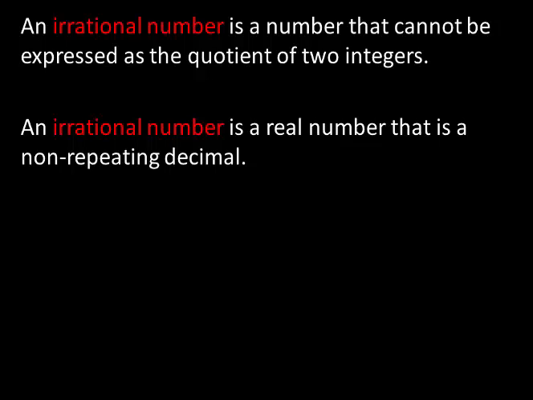Okay, so now let's consider irrational numbers. The real numbers are made up of rational and irrational only. So if the rational numbers were numbers that could be written as a fraction or alternatively defined as a repeating or terminating decimal, then irrational numbers are simply not rational. An irrational number is a number that cannot be expressed as the quotient of 2 integers. Cannot be expressed as a fraction. Or we could say, alternate definition, an irrational number is a number that is a non-repeating decimal.